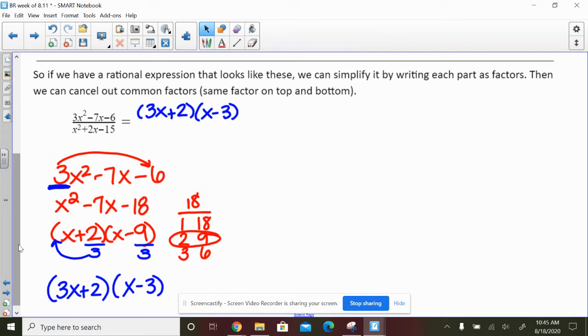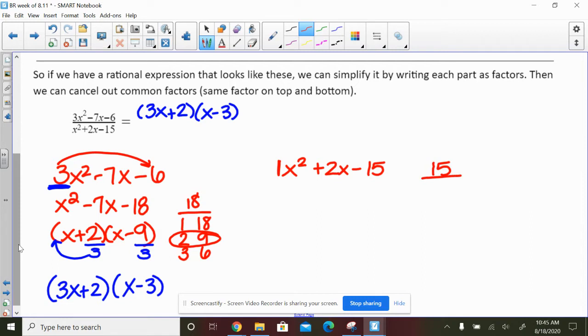Okay. Now the bottom is x squared plus 2x minus 15. Since in this case, essentially this is just a 1, all I'm looking for are my factors of 15 that subtract to give me 2. So I'm just going to list these out: 1 and 15, and 3 and 5. Okay, I know that because I'm subtracting, I'm going to use the 3 and the 5.